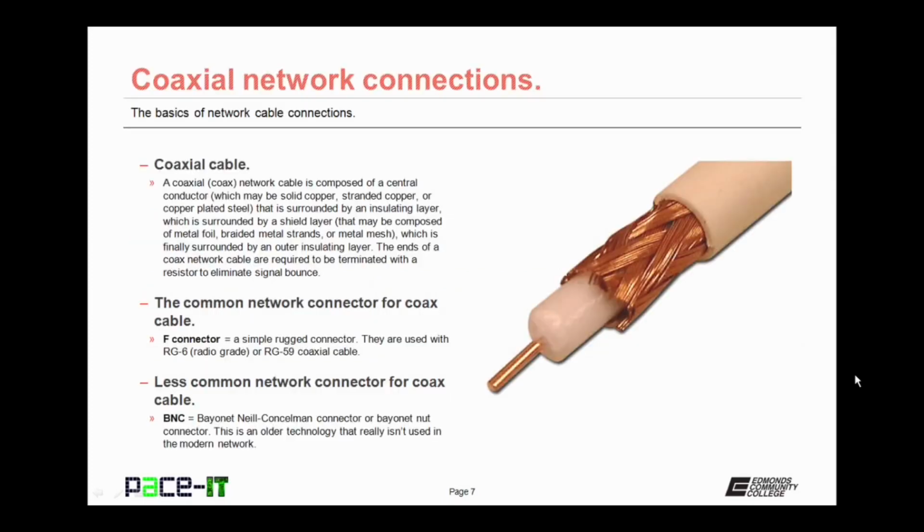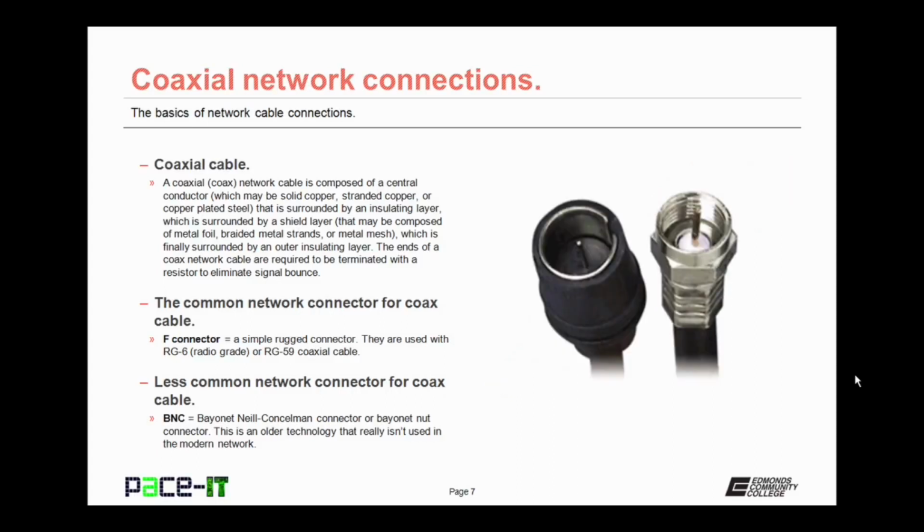A coax cable is composed of a central conductor that is covered with an insulating layer that is covered with a metal mesh or foil sheath, which is finally covered by an insulating layer. The ends of a coax network cable are required to be terminated with a resistor to eliminate signal bounce. In today's networking environment, about the only connector you'll come across is the F connector. It's a simple, rugged connector, and they're used with RG6 or RG59 coaxial cable.